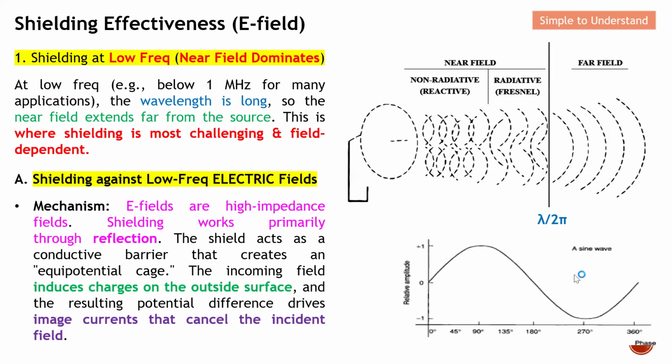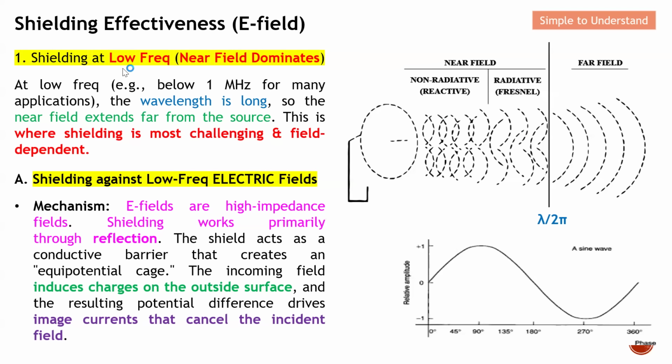Now, let's focus on the low frequency. At low frequency, typically below 1 megahertz for many applications, the wavelength is long. Let's take a look at this diagram. This is for low frequency. Under low frequency, the wavelength will be long. So imagine this moving further away from the source of noise. Most of the time, under low frequency, the near field dominates. Because the wavelength is long, you can imagine that it is pushing further away. So for low frequency, typically it will be dominated by near field, as explained over here.